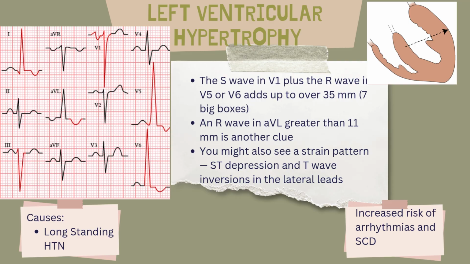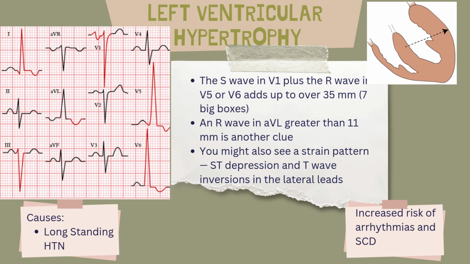So what does LVH look like on an EKG? Here we have an S wave in V1 plus an R wave in V5 or V6 that adds up to more than 35 millimeters. And that's 7 big boxes. Again, this is because of a larger muscle creating larger voltage.